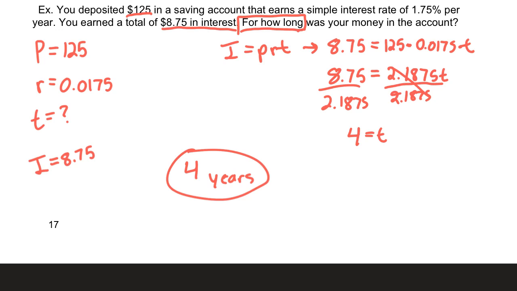So I defined all my variables on the left, showed what I needed, and then I substituted those in. Interest was 8.75, p, principal, was 125, my rate, and then time was just t. So to solve that, I multiplied 125 by 0.0175. I got 2.1875 times t. I divided both sides by 2.1875. I got exactly 4 years as my time. So it's important, keep that decimal all the way through the end. Don't round it halfway through. So you solve that through, you find time is 4 years.